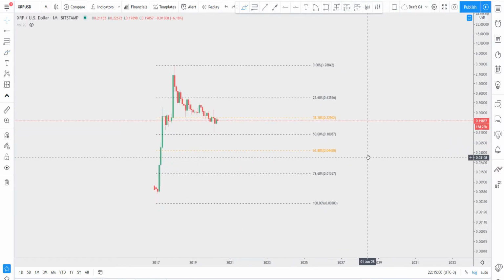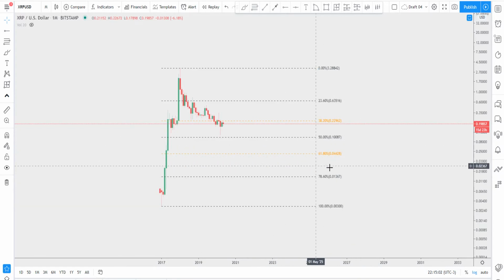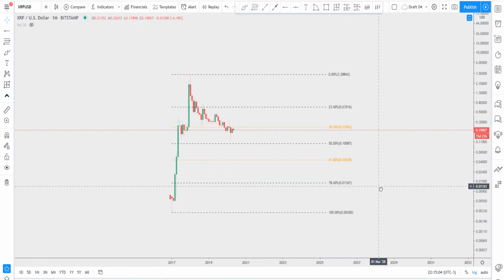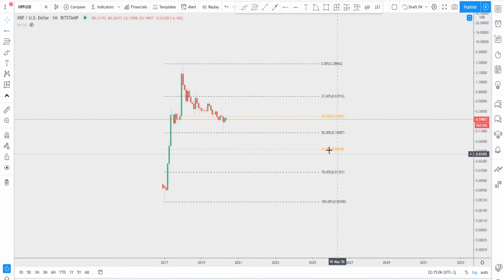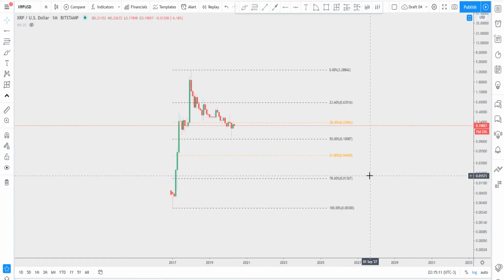And I don't know if someone can check if we have this, but it would be great to take a look at the buy orders from this level here.